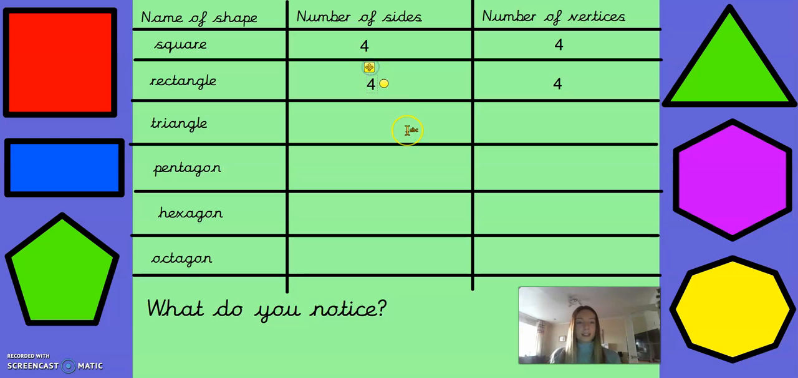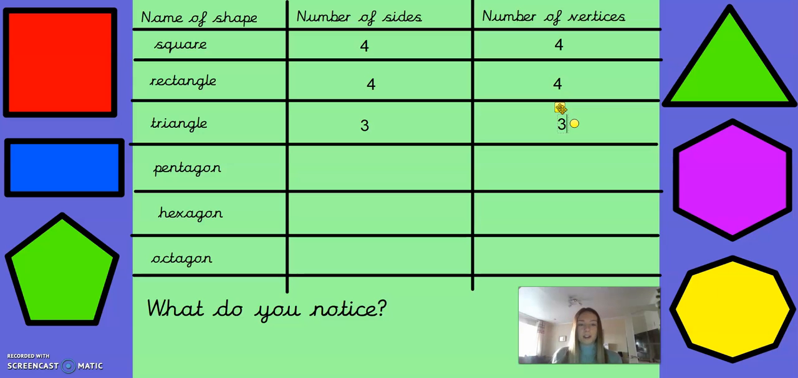Let's move on to our triangle this time. We know a triangle has 3 sides. Let's count the number of vertices. Remember, they're this fancy word for the corners. 1, 2, 3.